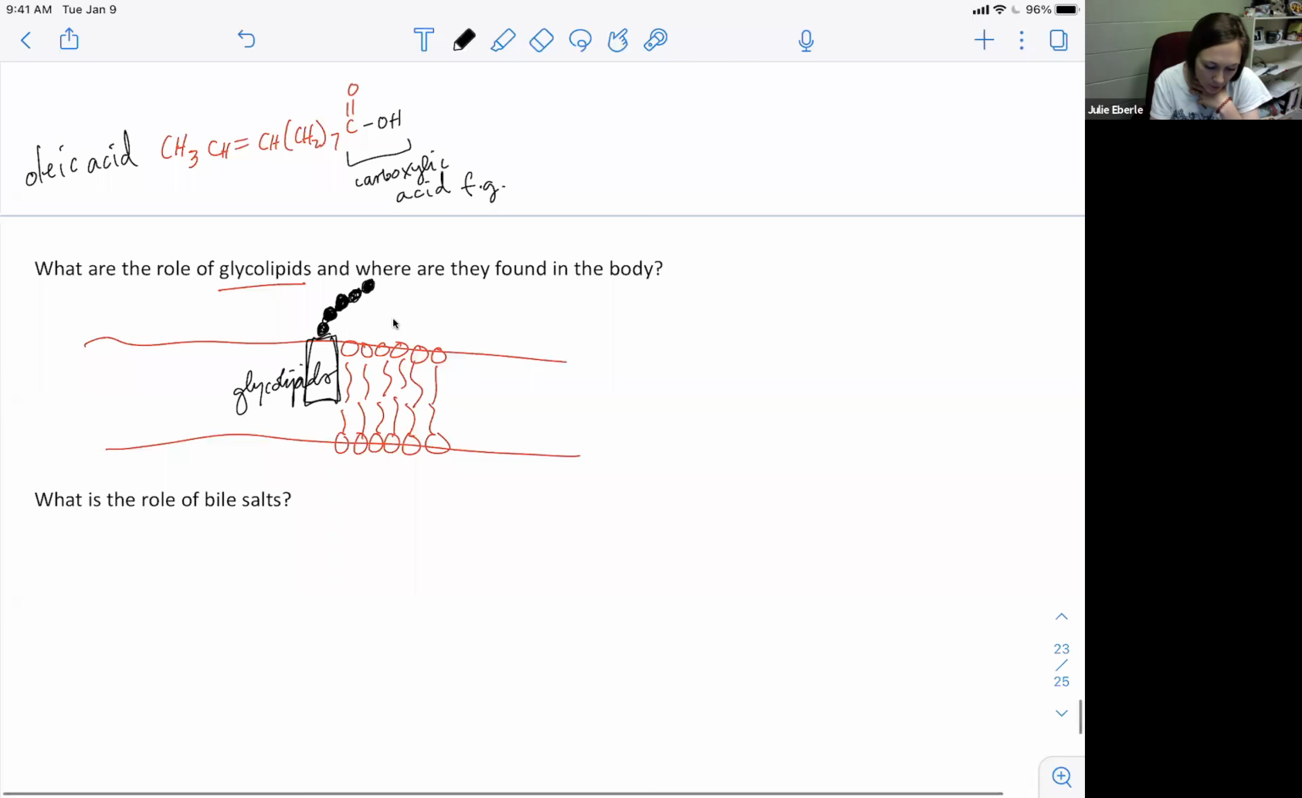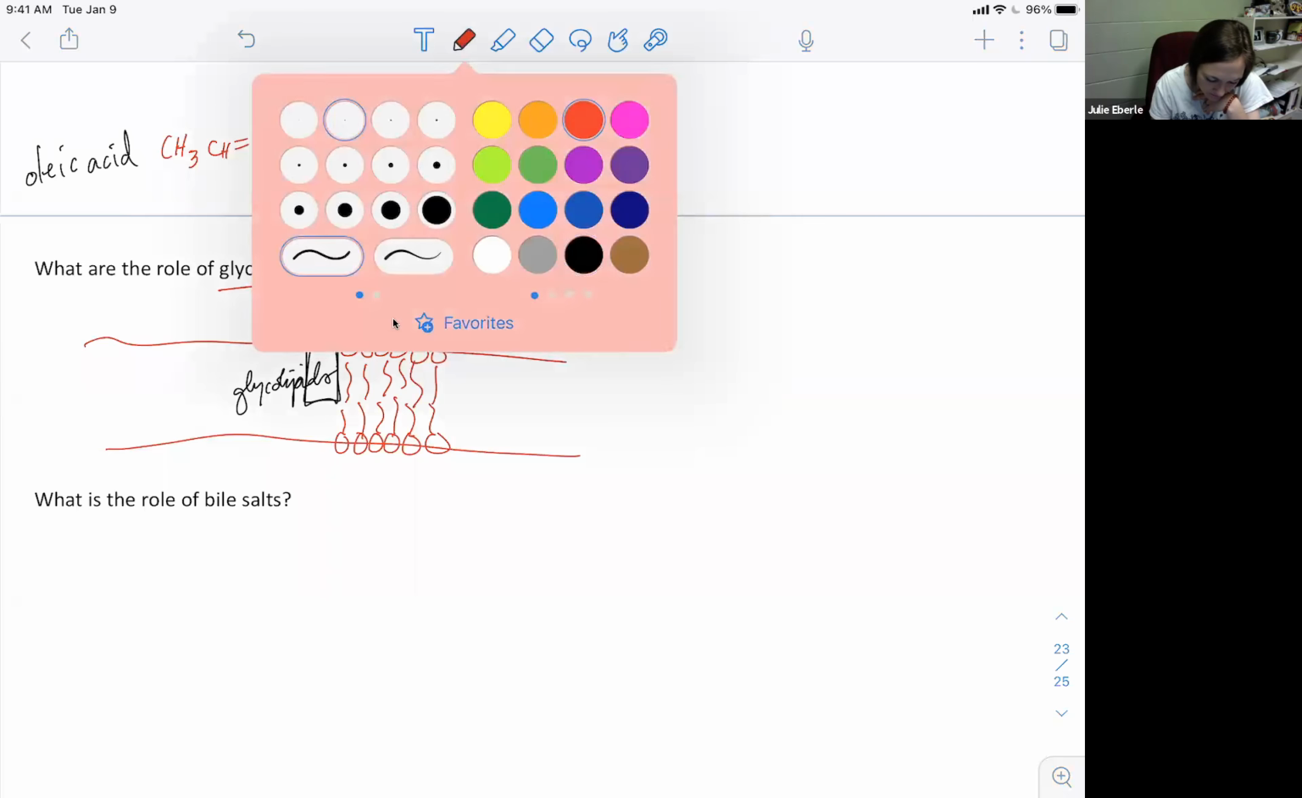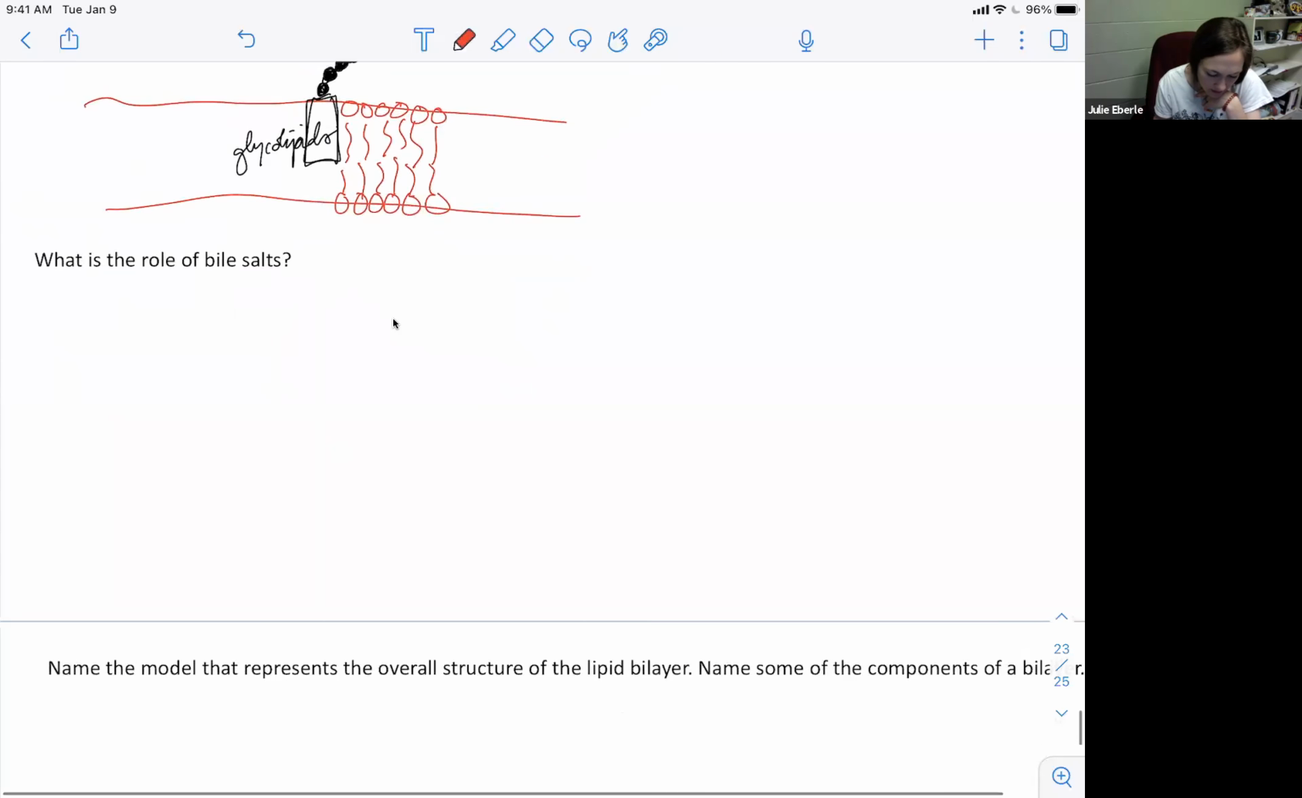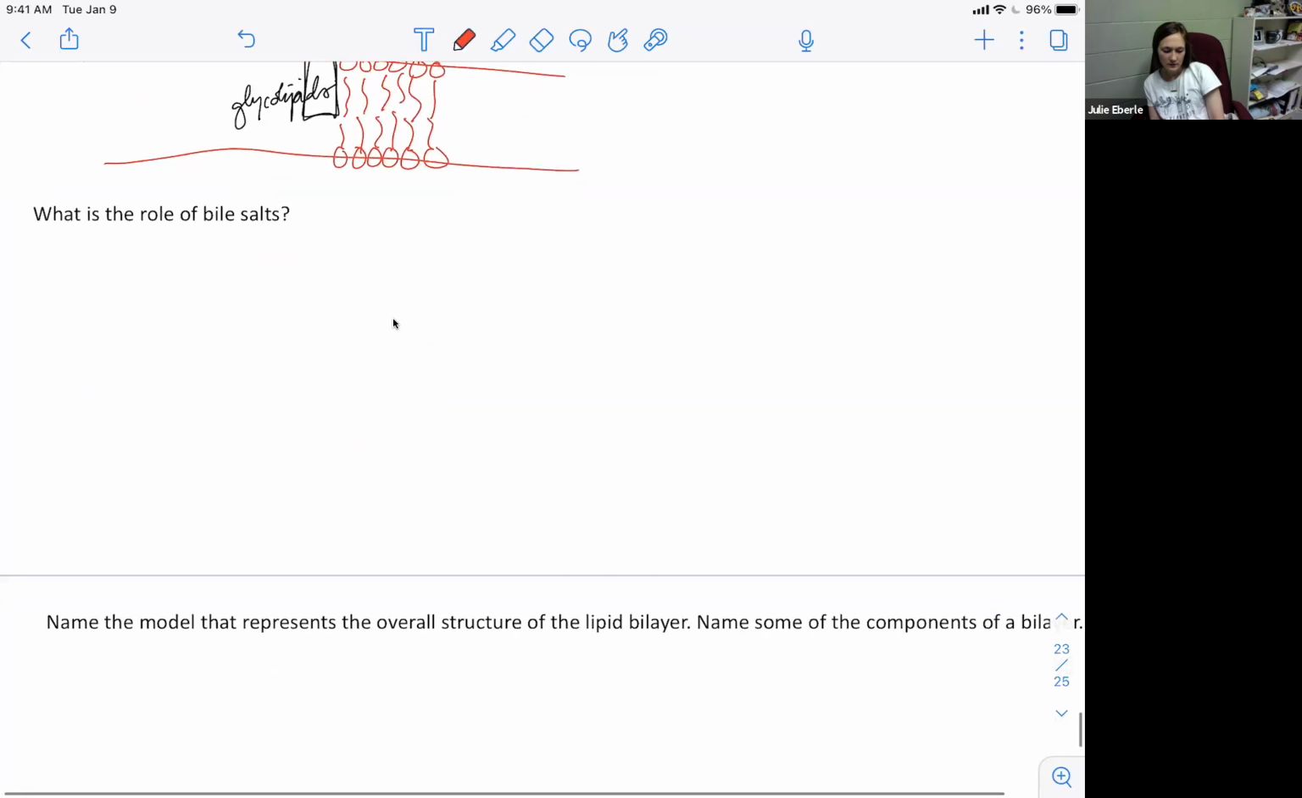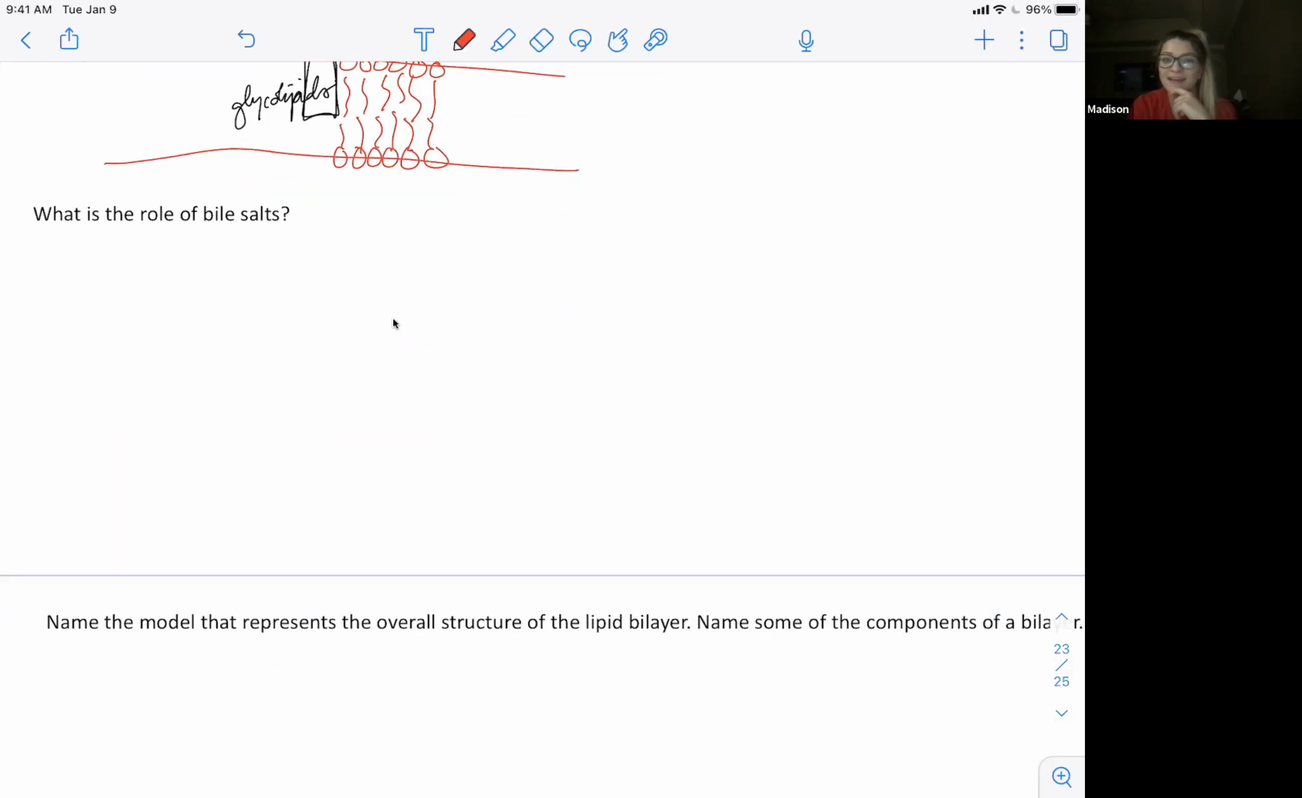Okay. What is the role of bile salts? Bile salts are types of steroids. What did we mention with bile salts? Anybody remember? I want y'all to tell me now. Is that like stomach acid? No, this has to do with your gallbladder.